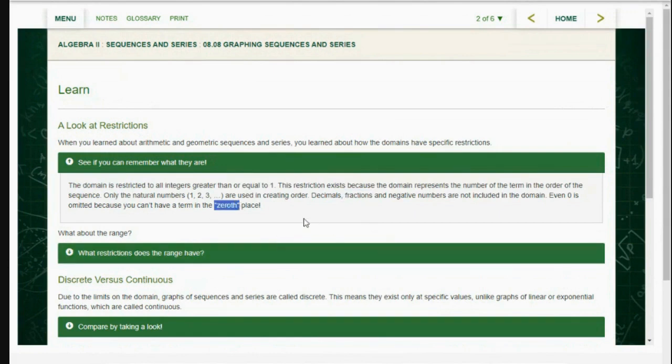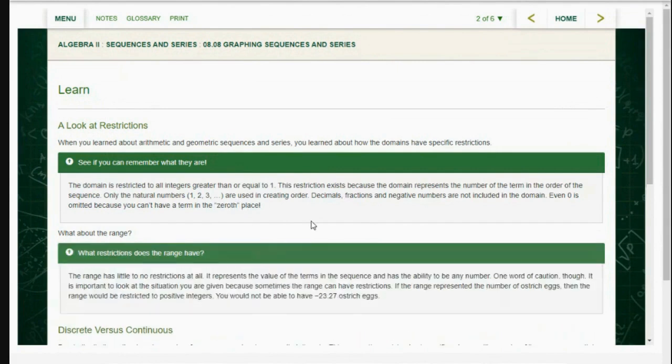So that's the restriction. But the range has little to no restrictions at all, unless, let me say it this way, the range can have restrictions based on the situation. If we said there's a farmer that has chickens, and every day he gets one more egg than he got the day before. The first day he went out and got 2 eggs, they weren't laying very much. The next day he got 3. The next day he got 4. It's an arithmetic sequence, right? 2, 3, 4, 5, 6, 7.